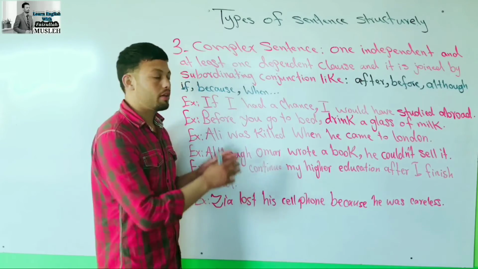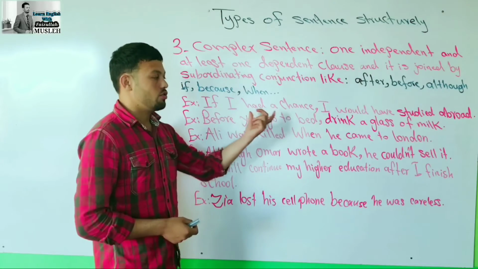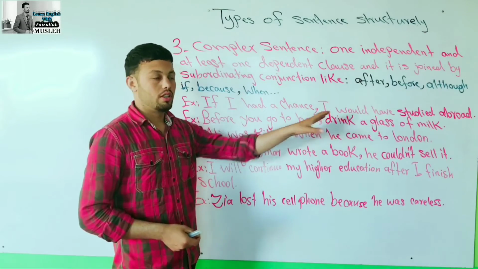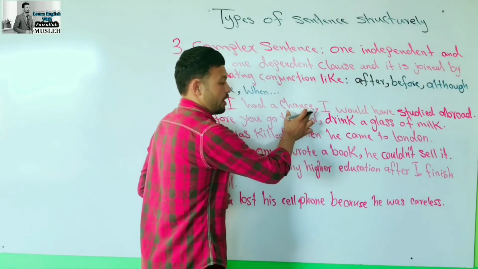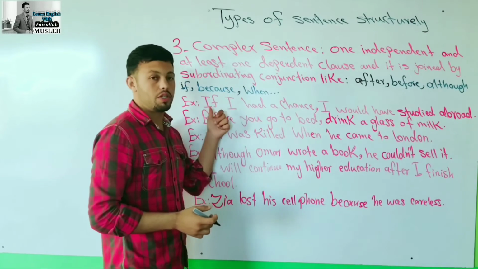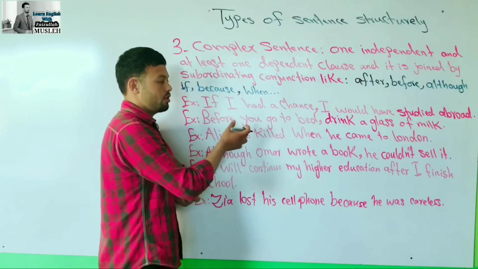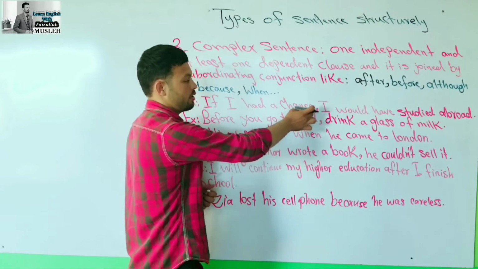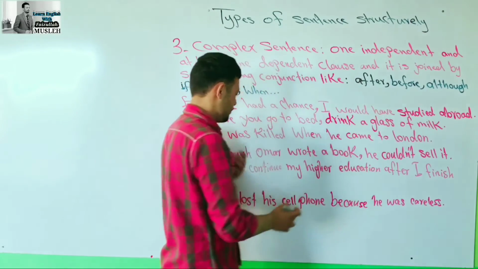Now one thing to remember about complex sentences: they are joined by two clauses. There is one independent and one dependent clause. Now when we join these, remember that we should use a comma if the sentence starts with a dependent clause. Okay? When a sentence starts with a dependent clause, we should use a comma after the dependent clause. If I had a chance, comma, I would have studied abroad.